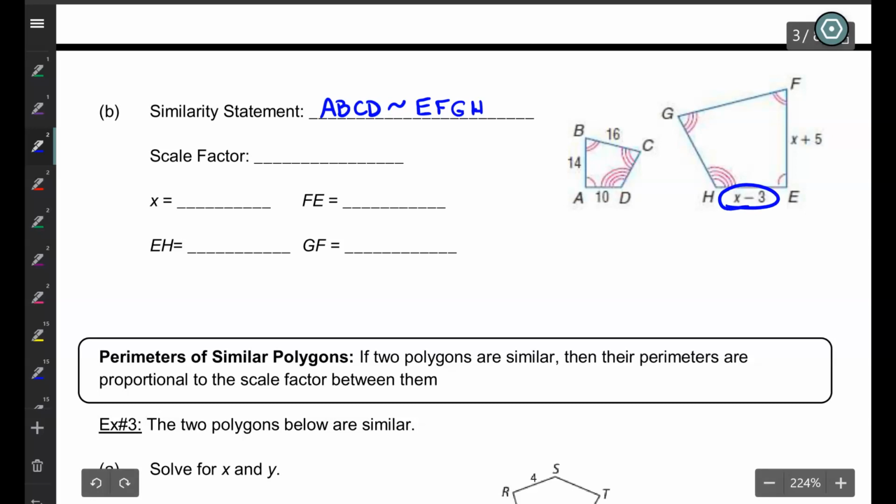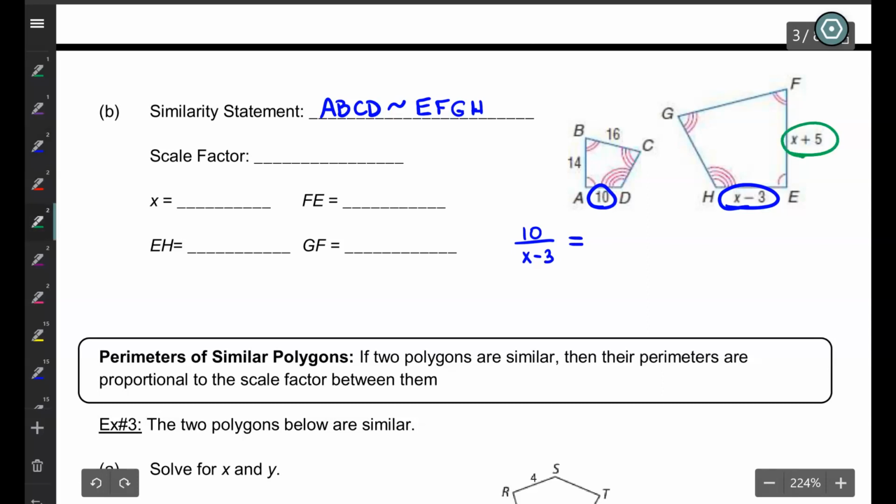So first of all, let's look at x minus 3. x minus 3 has to correspond to 10. How do I know that? Well, one is I could look at the angle markings, like that x minus 3 is between the one that has 1 and 4 arcs. And over here, same thing. Also, since we did the similarity statement, I can just look at the letters. So like E and H are the first and last. So it has to match with A and D, which are the first and last letters there. So 10 corresponds to x minus 3.